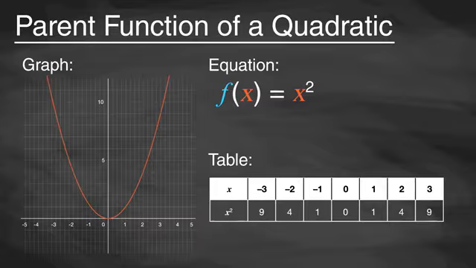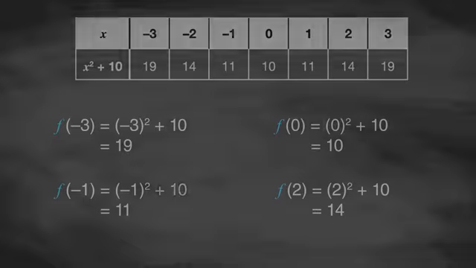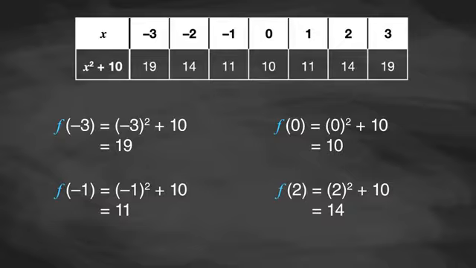A lot of features of a quadratic graph can be determined by examining the quadratic expression that represents it. First, you have to remember the parent function. This is the graph that's transformed to create all other quadratic graphs. Let's first examine what happens when we add or subtract a value from x squared.